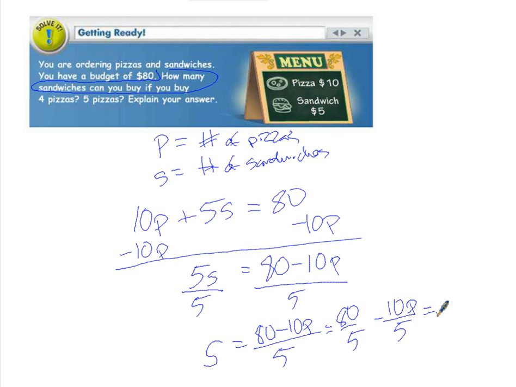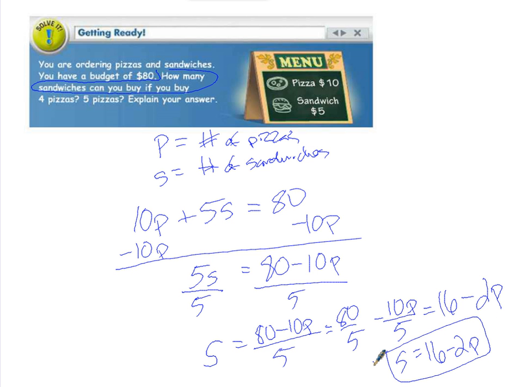16 times 5? 6 times 5 is 30, carry the 3. 5 times 1 is 5, plus 3 is 8. That'd be 80. So 80 divided by 5 is 16. Then I have the minus. What's 10p divided by 5? 2p. So I wind up with 16 minus 2p. So my answer here is going to be s equals 16 minus 2p. That is the equation now solved for s.